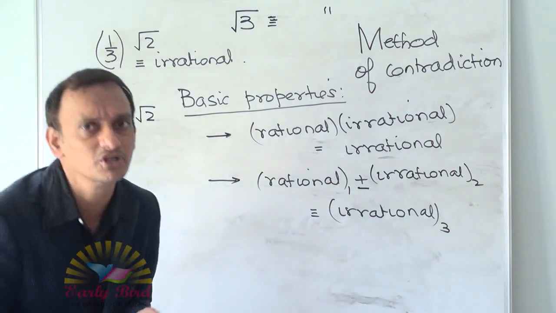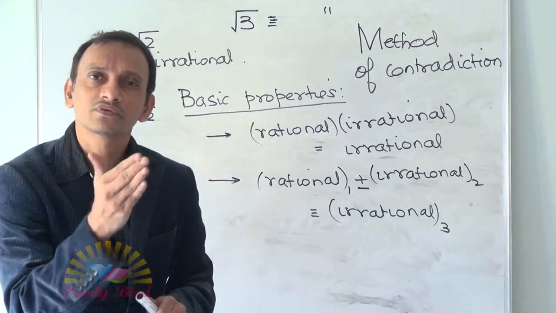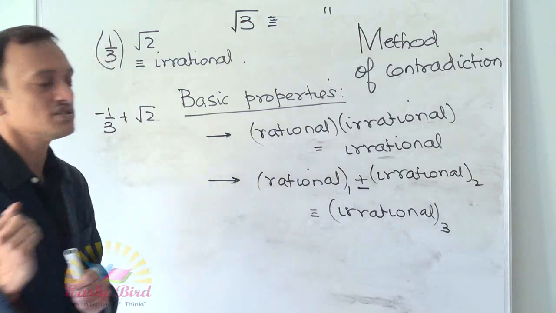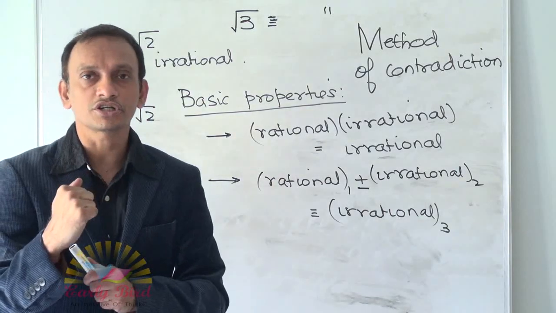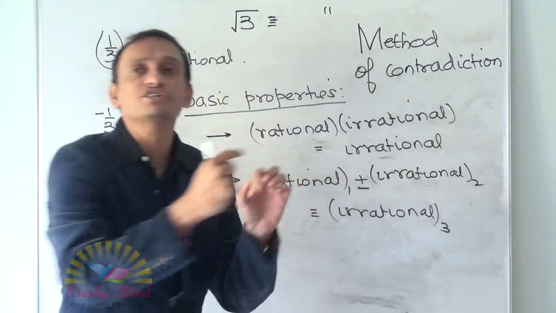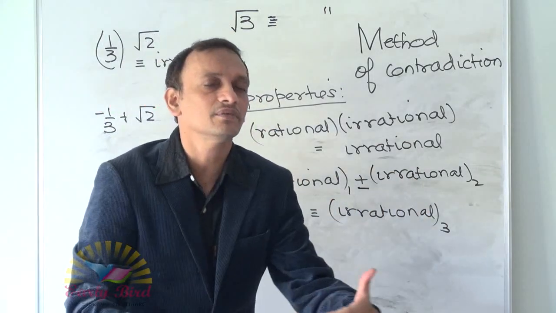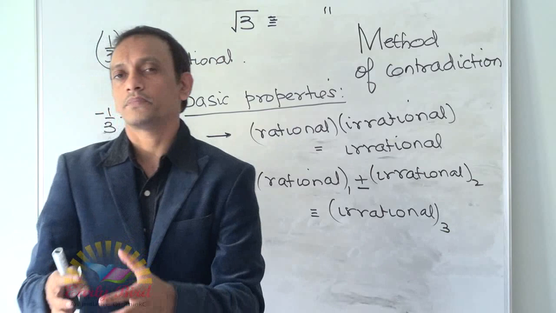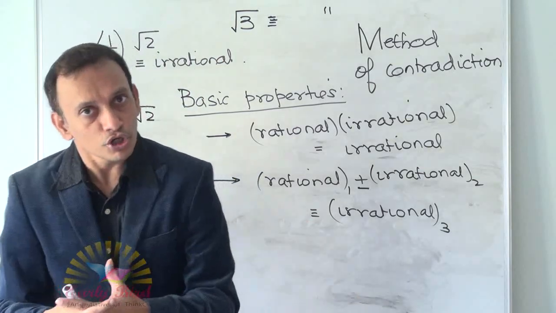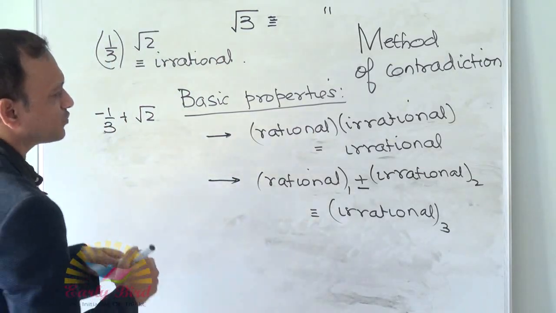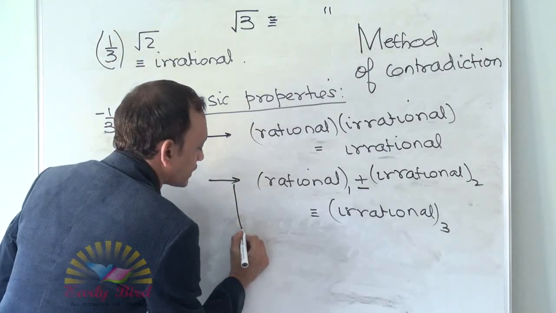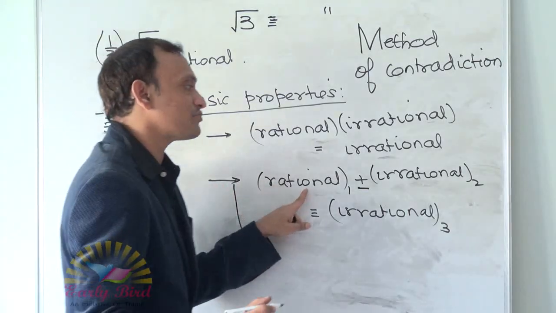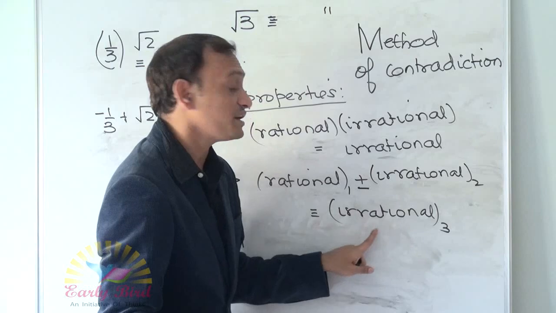Now, how does one establish that? Same thing. The method of contradiction. To establish that something is irrational is invariably attained by using what's called the method of contradiction. Now, let me assume the contrary. Let me assume that rational plus irrational is rational.